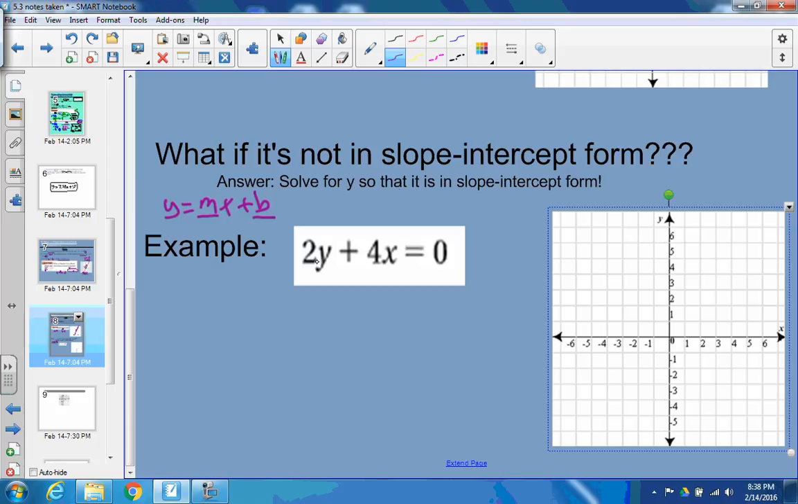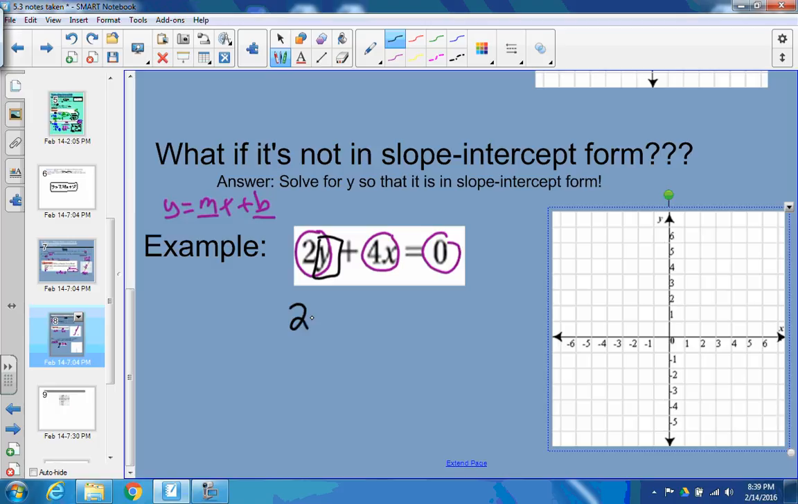So we have three chunks here. We have this chunk, we have this chunk, and we have this chunk. And we want this part by itself on one side. So we got to get rid of this 4x chunk, and we got to split up the 2y chunk. So just like we're solving a two-step equation, and I'll rewrite this.